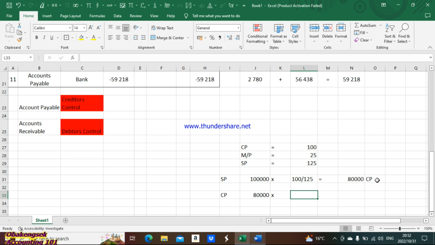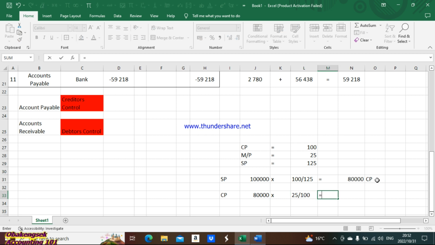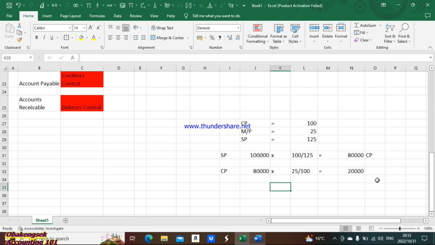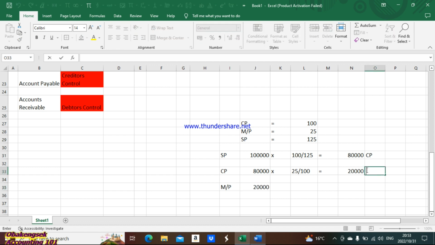And then now, let's say we're looking for a markup. So we're going to say what we want, which is 25, divided by what we have, 100, because we have 100. This equals 80,000 multiplied by what we want, divided by what we have. That gives us 20,000. See? So let's say maybe we have our markup or profit, and our markup is 20,000. So this is our markup profit, and we're looking for our selling price.